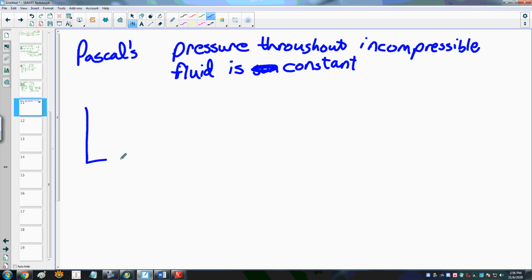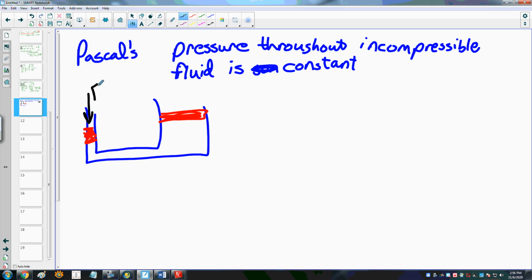So the big application for this is in a hydraulic lift, and that's likely what you'll see, where if I have a piston over here and a piston over here, and I apply a force here, and this has a certain area. I'm going to call this F1 and A1, and I'll call this A2, that area. If this cylinder is filled with an incompressible fluid, whatever pressure I apply over here, I will also get that same pressure out over here.